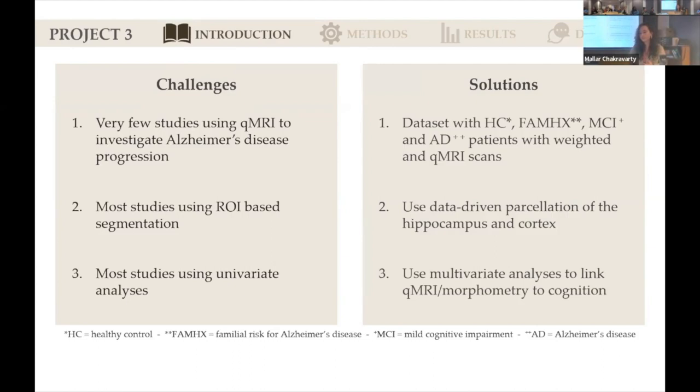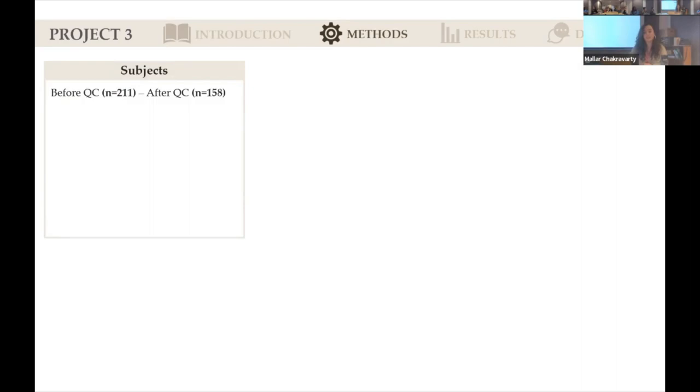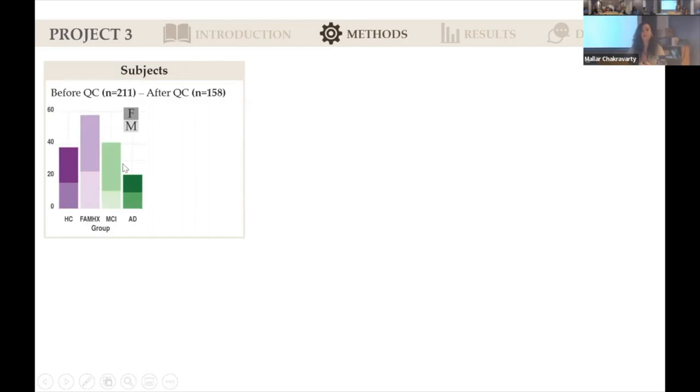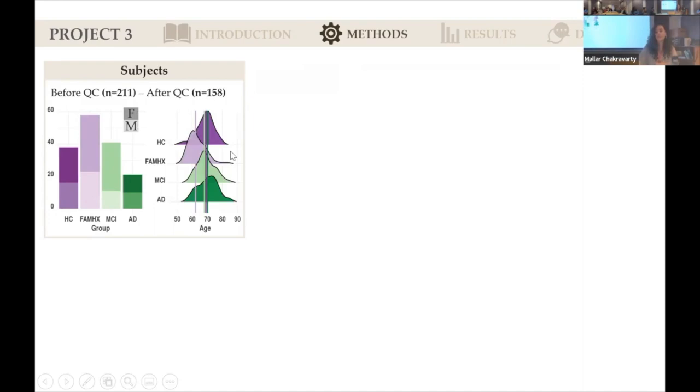So for that, we used, after quality control, 158 participants. I mentioned that we had different groups: healthy control, people with familial risk of Alzheimer's disease, people with mild cognitive impairment, and some with Alzheimer's disease. You can see the split by group for the number of participants and also by sex. Here you can see the density plot for the age range and also for the median age. Something that I want to highlight is that the median age for healthy control, MCI, and AD were similar. However, the median age for the familial group was about 10 years younger. So of course, that is something to keep in mind for the interpretation of the results.